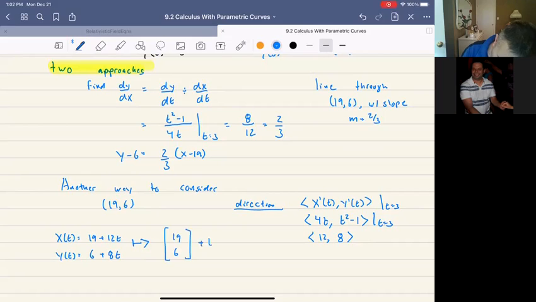So we could write this as (19, 6) plus t times the direction. It doesn't matter how long the direction vector is, because you just go out farther in t. So divide both sides by 8. 12 divided by 8 is 3/2, sorry. Actually, it's better to divide the x by 12. So that would be 1, and that would be our 2/3.